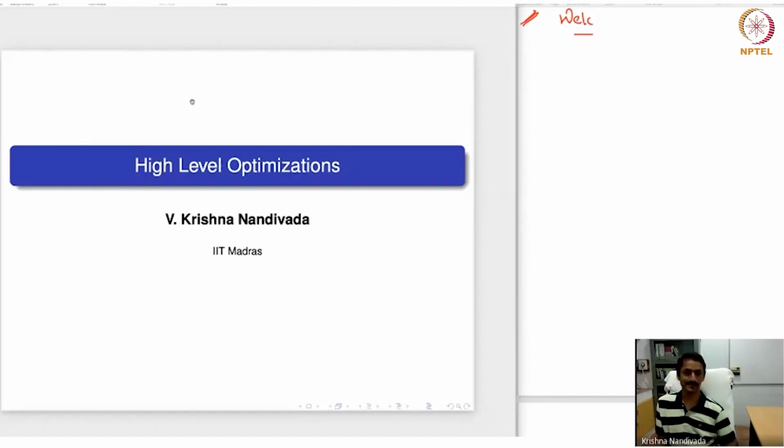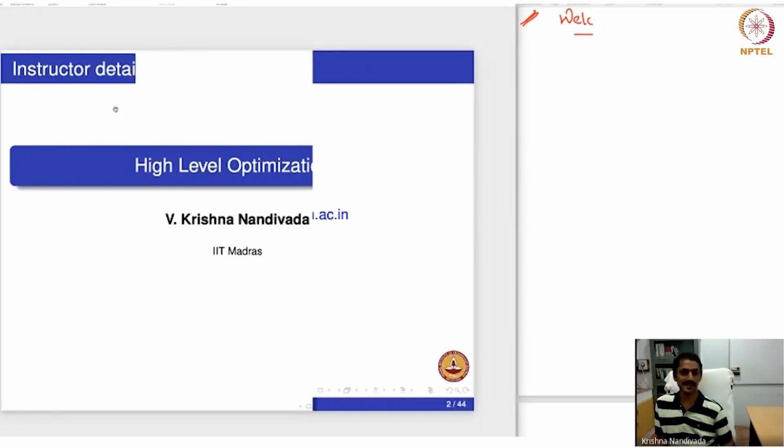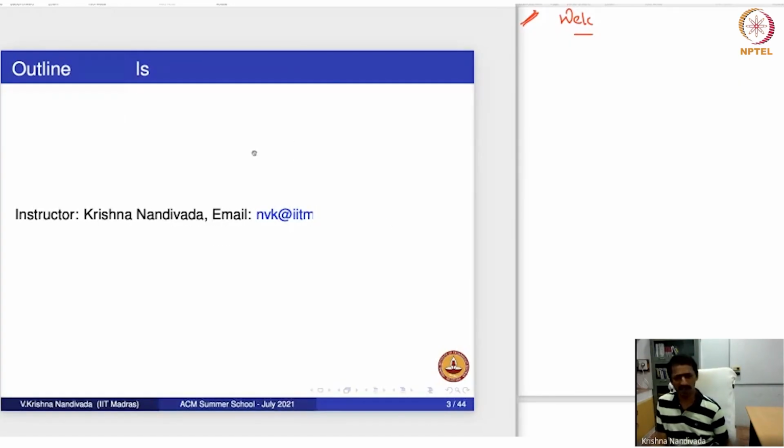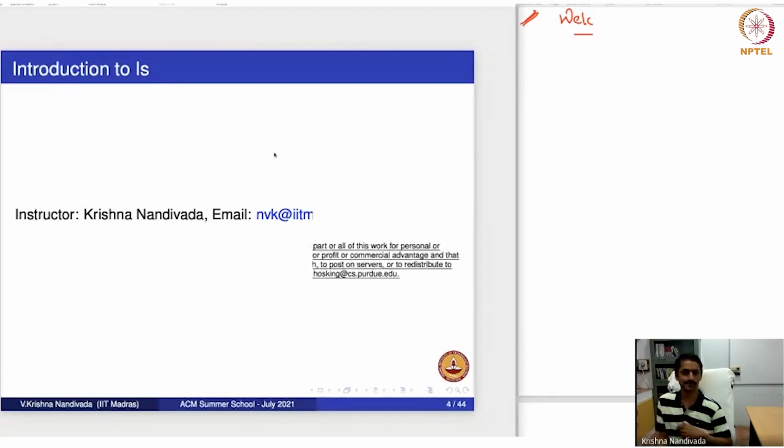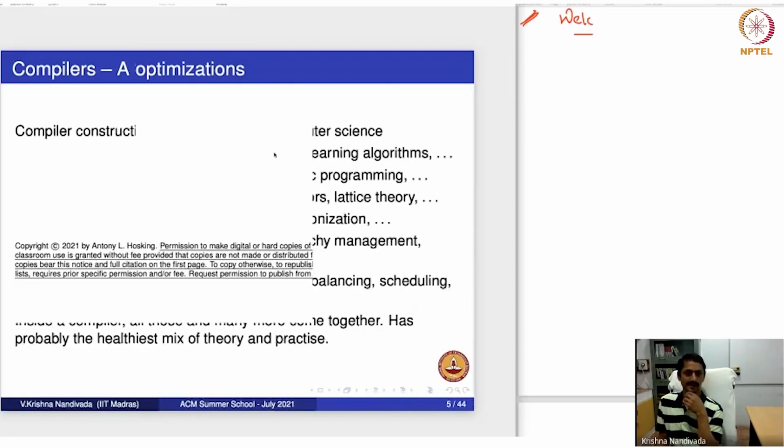We'll start then. My name is Krishna, and if you want to reach me anytime, this is my email ID. Okay. We will start with an introduction to optimizations. Then we will go into loop transformations, and then we will work on optimizing function calls. Okay. Many of these slides are taken from Tony Hosking, who is currently in Australia.